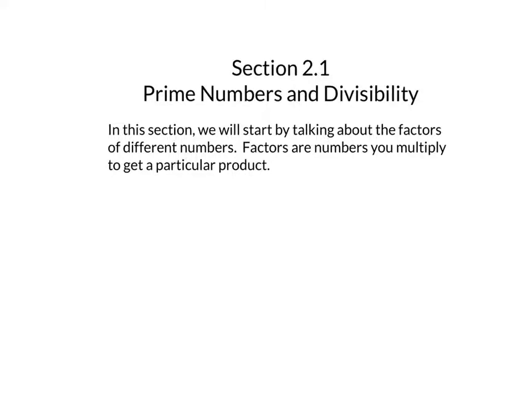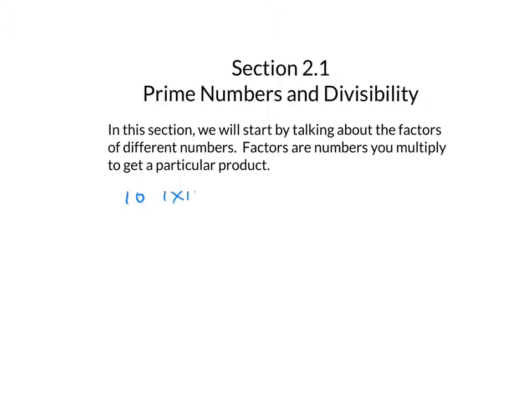Section 2.1, Prime Numbers and Divisibility. In this section, we will start by talking about the factors of different numbers. Factors are numbers you multiply to get a particular product. So, for instance, the factors of 10. What numbers can you multiply together to get 10?